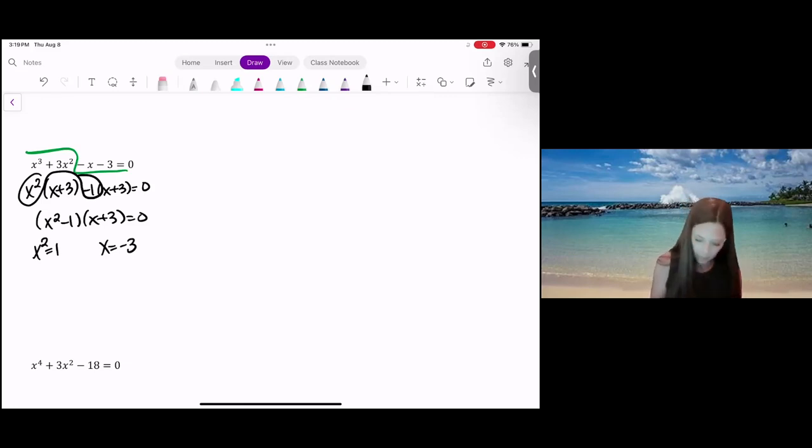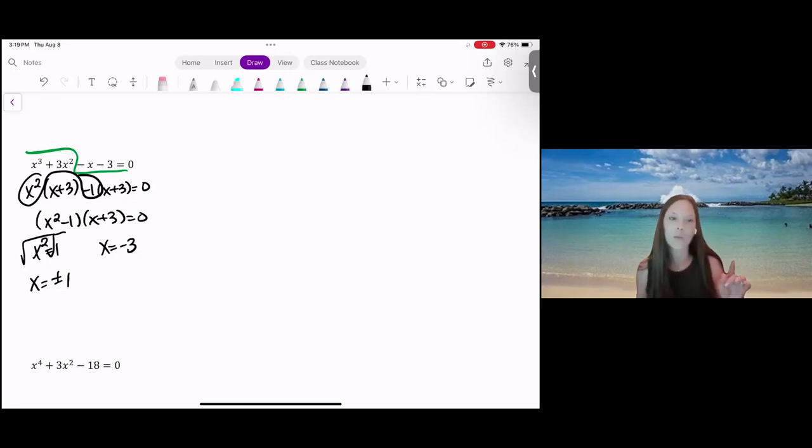Square rooting, I get x equals plus or minus 1 because 1 squared is 1 and -1 squared is 1. That means that my solutions are -1, +1, and -3. This was a polynomial to the third power, and I have 3 real zeros here.